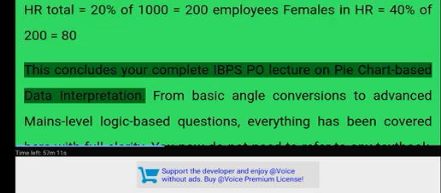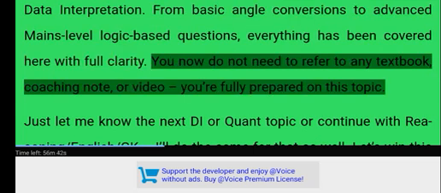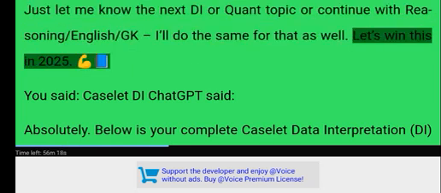This concludes your complete IBPS PO lecture on pie chart-based data interpretation. From basic angle conversions to advanced mains level logic-based questions, everything has been covered here with full clarity. You now do not need to refer to any textbook, coaching note, or video. You're fully prepared on this topic. Just let me know the next quant topic or continue with reasoning, English, GK. I'll do the same for that as well. Let's win this in 2025.